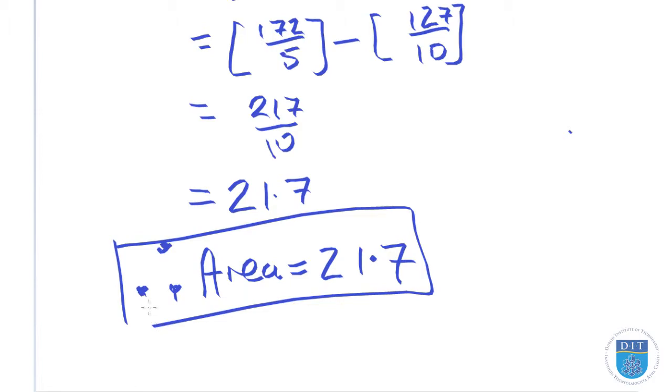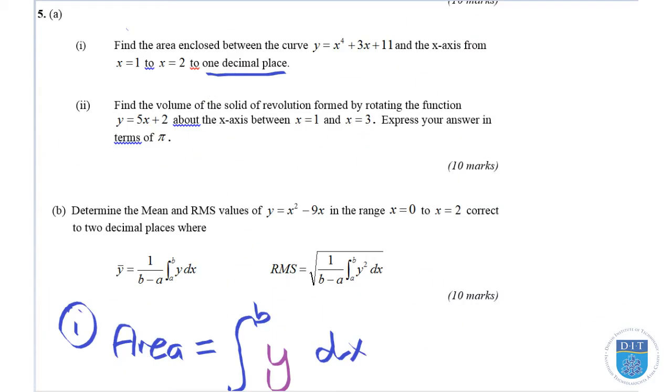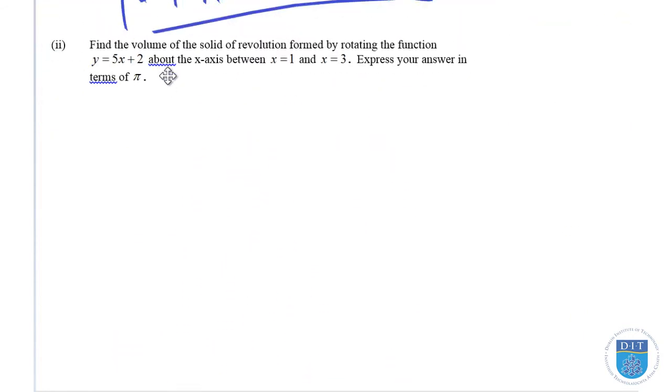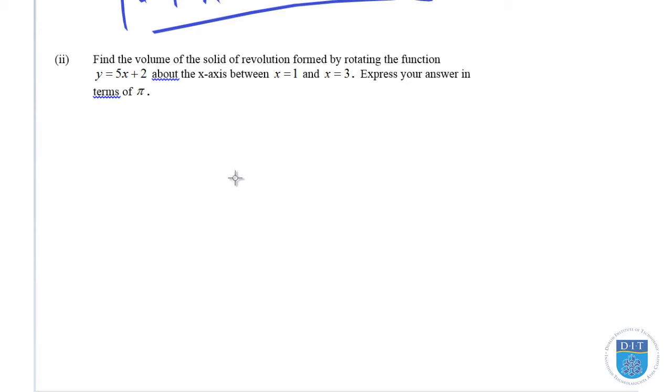Right, the next one. I'll take it down with me. Just going to take it down here. Copy, paste. Here we go. Find the volume of the solid of revolution formed by rotating the function. There's my function y equal to 5x plus 2, and there are my limits 1 and 3.